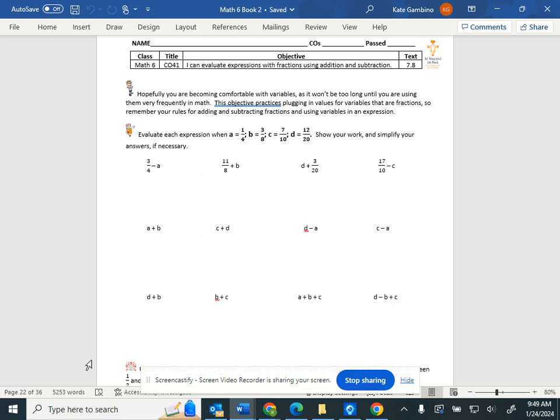Once we have that common denominator, what's our second rule? When we add and subtract fractions, what happens with that denominator? The denominator stays the same. So we are not adding and subtracting the denominator. We get a common denominator and it stays the same.